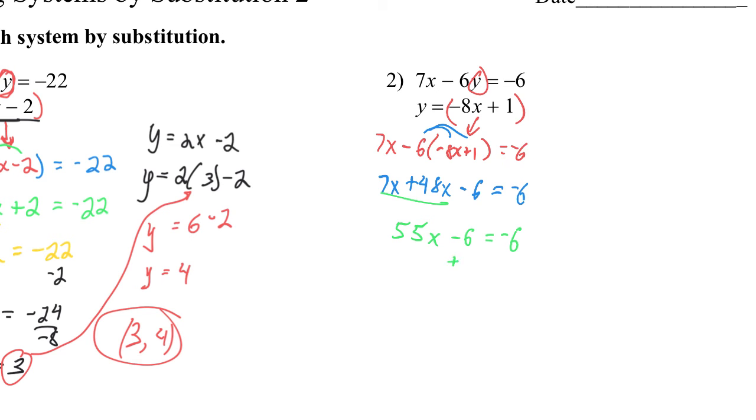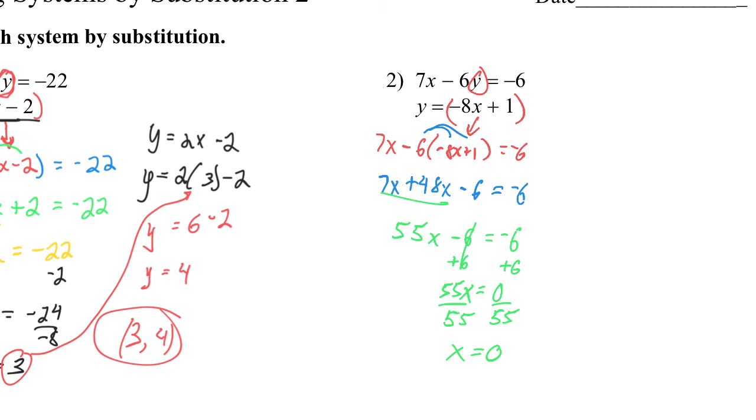And then I'm going to solve for x. I'm going to add the 6. So negative 6 plus 6 leaves me with 0. So 55x equals 0. That's okay. Just divide by 55, x is 0. Okay, so x is 0.